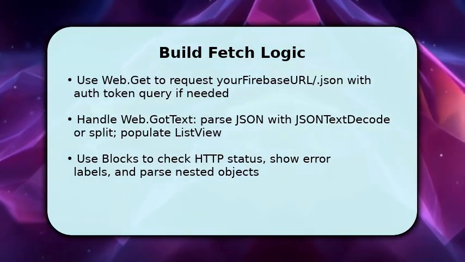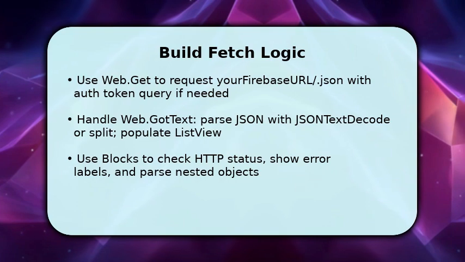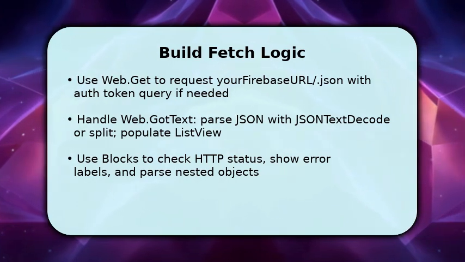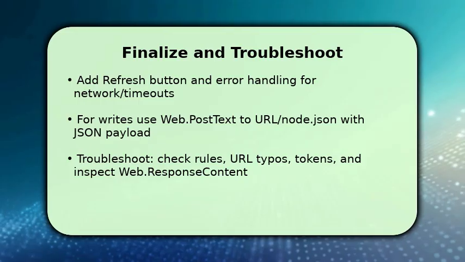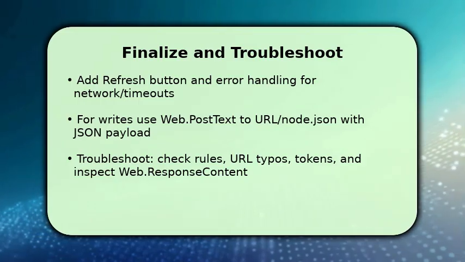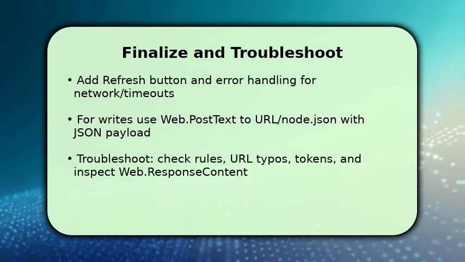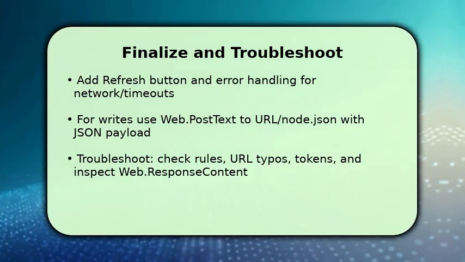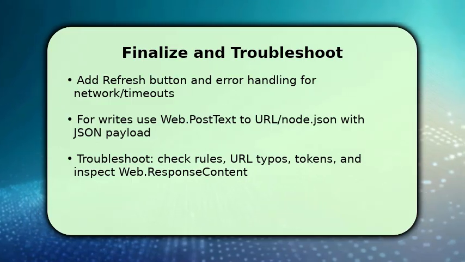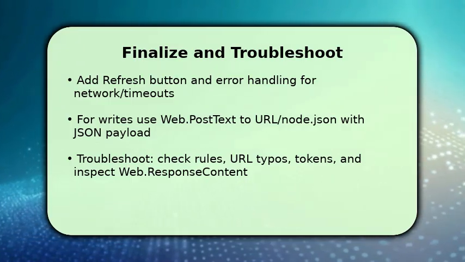Make sure to handle empty responses and convert numbers or booleans to text. Finish by adding UI controls, a refresh button that calls web.Get, and a status label for errors. For sending data, use web.PostText to the node-specific /JSON endpoint with a JSON string payload. This ensures proper structure in Firebase.